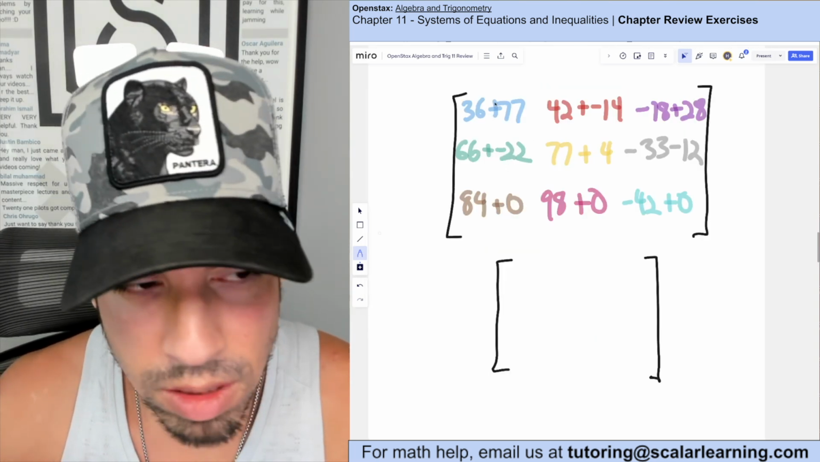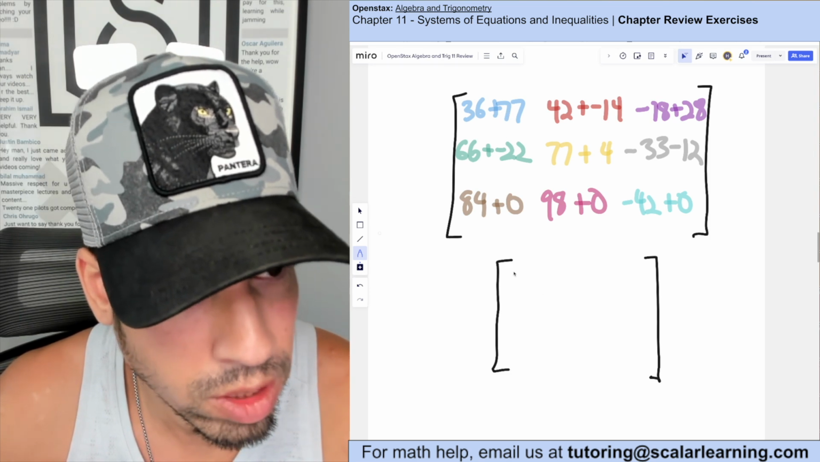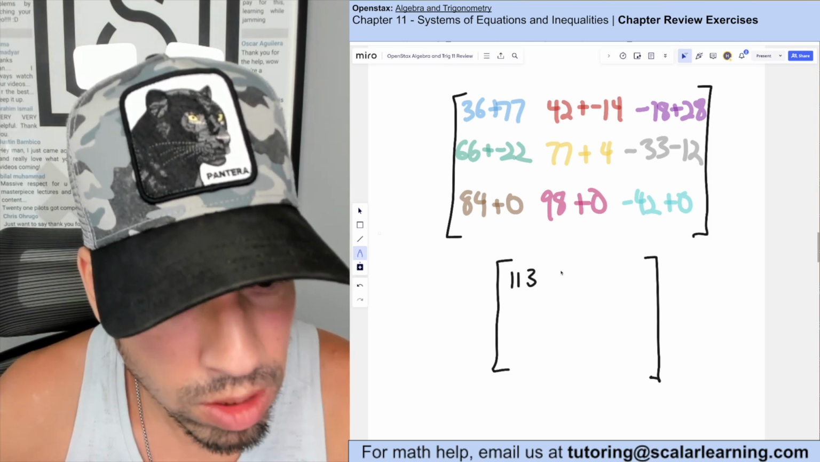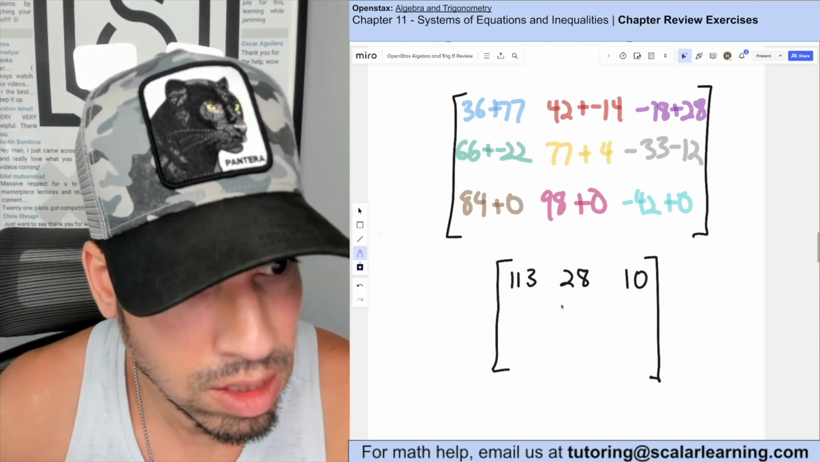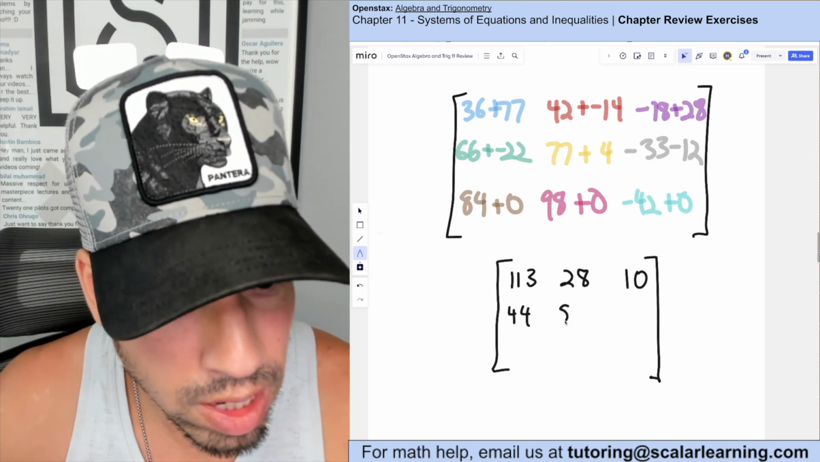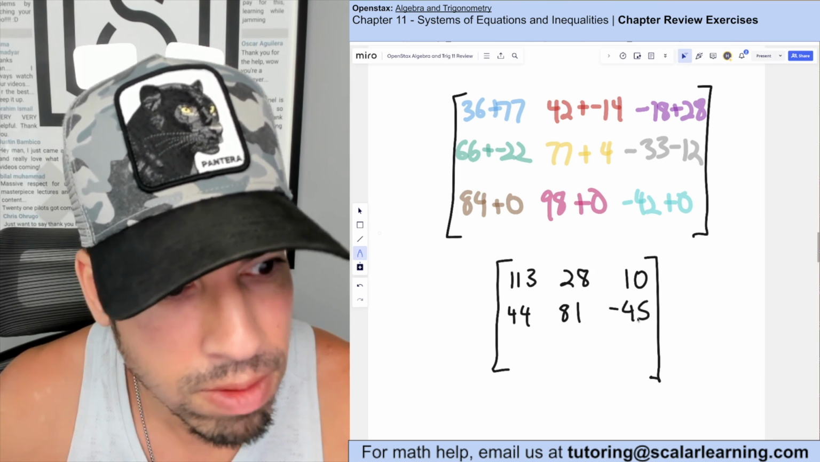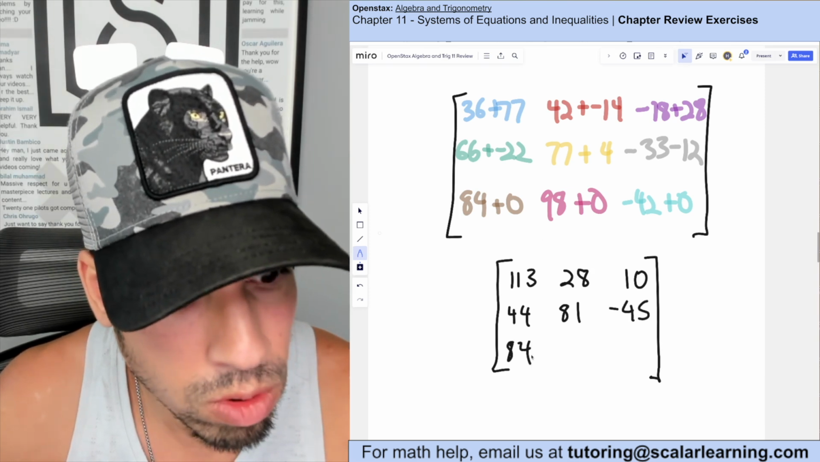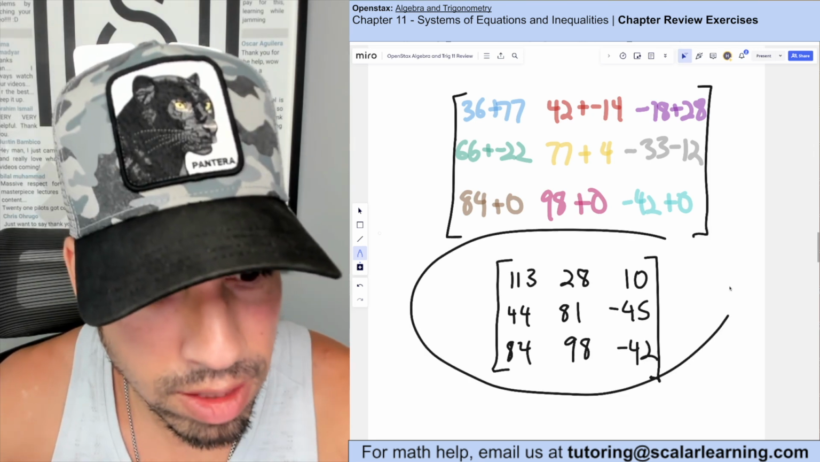Now, as we simply consolidate and simplify everything, 36 plus 77, that's 113. Here we have 42 minus 14 is 28. Negative 18 plus 28 is 10. 66 minus 22, that's 44. 77 plus 4 is 81. Negative 33 minus 12 is negative 45. Then we have 84, 98, and negative 42. And that is how you do it.